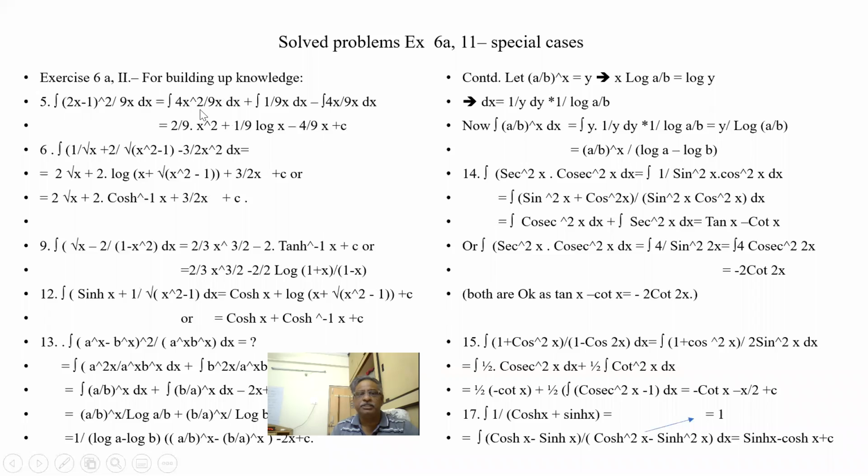Integral of x becomes x square by 2. So 2 by 9 is coming. Here, x dx becomes 1 by 9, 1 by 9 into log x is 4x, 4 by 9 x plus c.